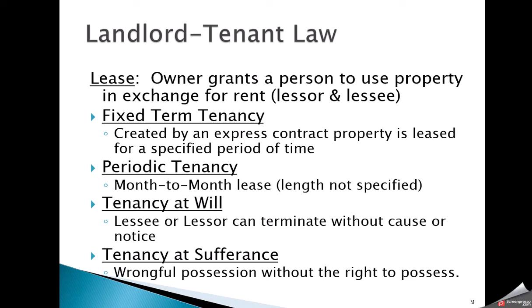A tenancy at will is when they can terminate without any cause or notice. So like you don't have to give them the 30 days. You could just move out and you're done. A tenancy at sufferance is when the person is no longer paying rent. They're still in the apartment or the house and they haven't paid you rent. That would be a tenancy at sufferance, and you'd have to try to get them evicted to get them out.